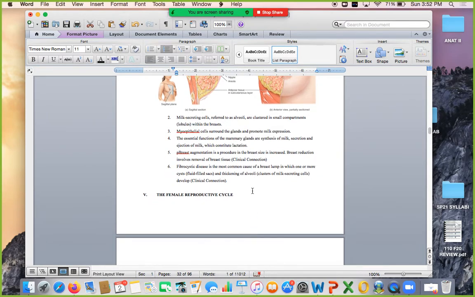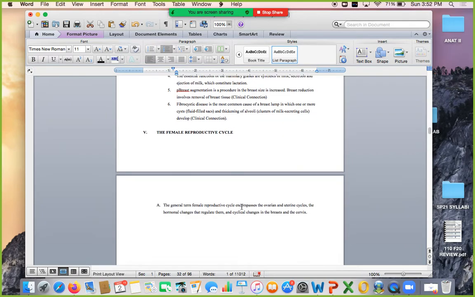And again, we can have lumps in the breast, which can be either benign or metastatic. A benign one would be something like fibrocystic disease, which is when we have a breast lump that is going to be either a cyst filled with fluid or just thicker alveoli, but is not actually going to be cancerous.